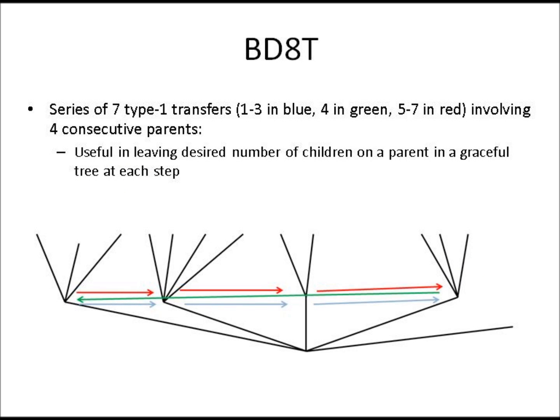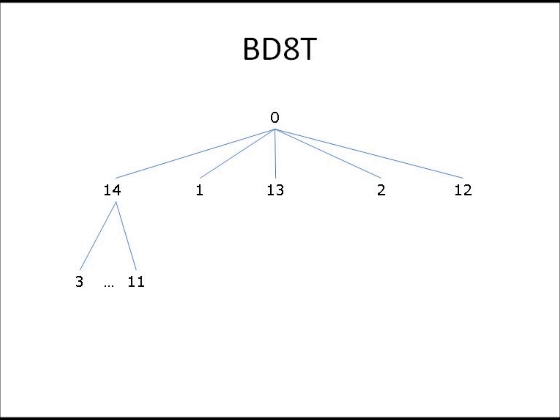A more specific process that we use is the backward double A transfer, a series of 7 consecutive type 1 transfers on 4 consecutive parent vertices. Let's see how this process works. We will perform the BD8T on the parent vertices with weights 14, 1, 13, and 2. First, we transfer the children vertices with weights 4 through 11 from 14 to 1.